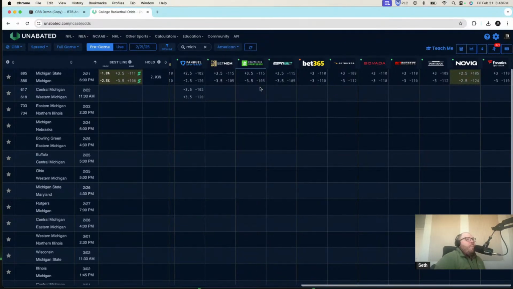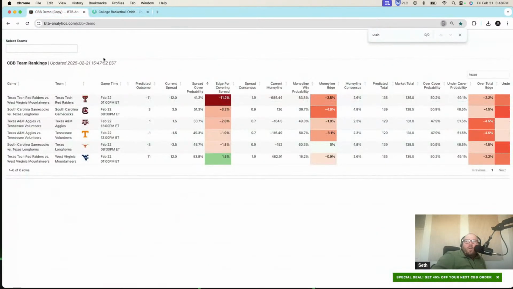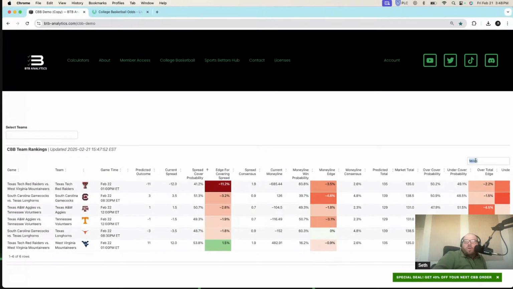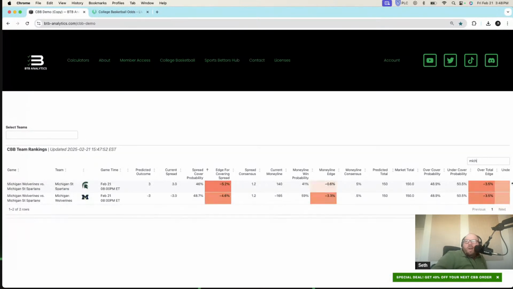That's what happens. You're betting into a mature, marquee game. Markets are efficient. Michigan or Michigan State, who you got winning? I just went over that. I have Michigan State winning. Michigan State will win 41% of the time, and Michigan will win 59% of the time.